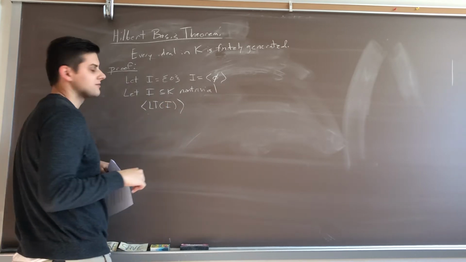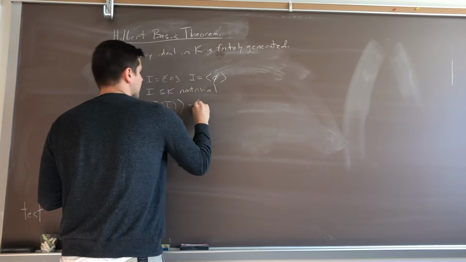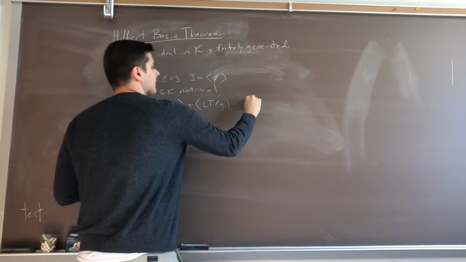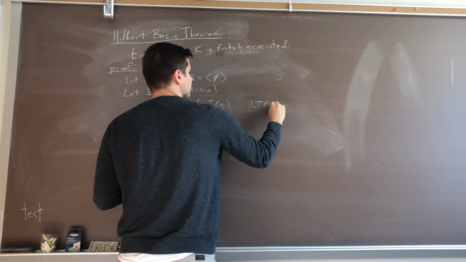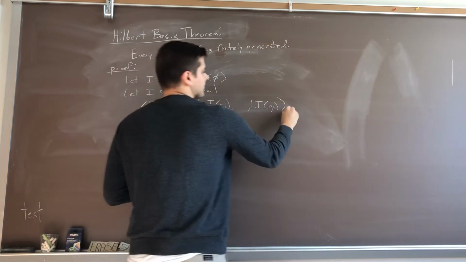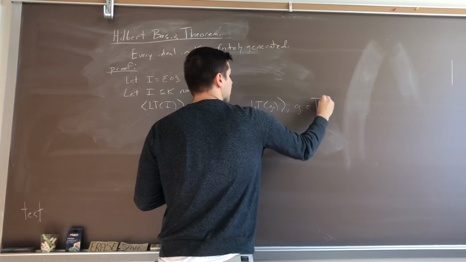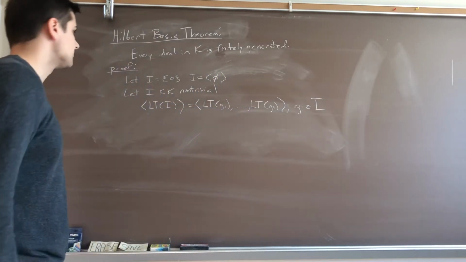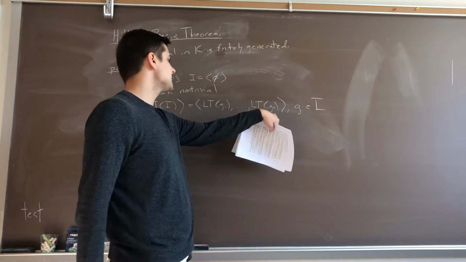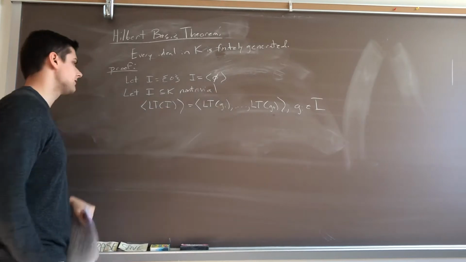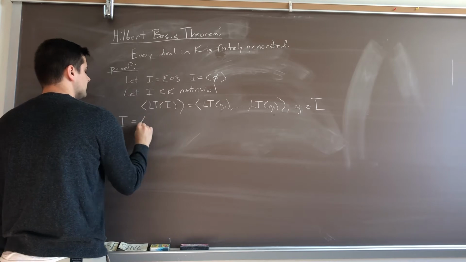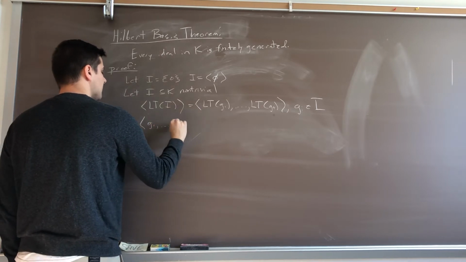And by the previous proposition, we know that this is going to be equal to the ideal generated by the leading terms of some finite set of g's in I. The leading terms of some finite number of g's in I, and here we have g_i is in I. Okay, so what we want to show is that in fact these g_i's generate the ideal itself. So we're trying to show that I is in fact equal to the ideal generated by g1 through gt.